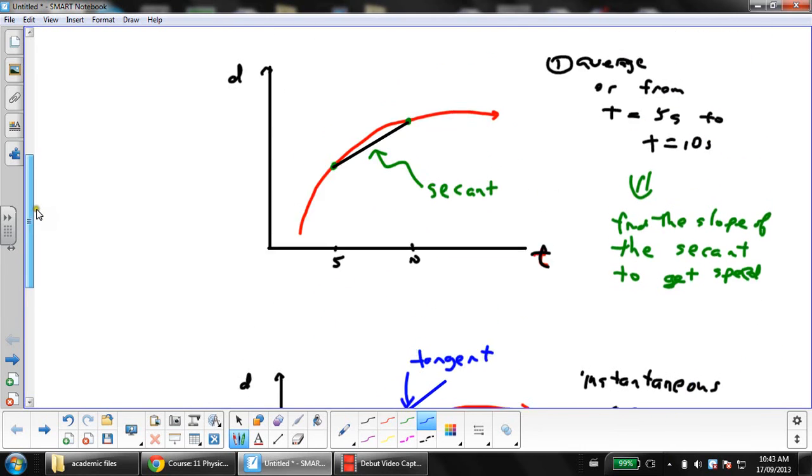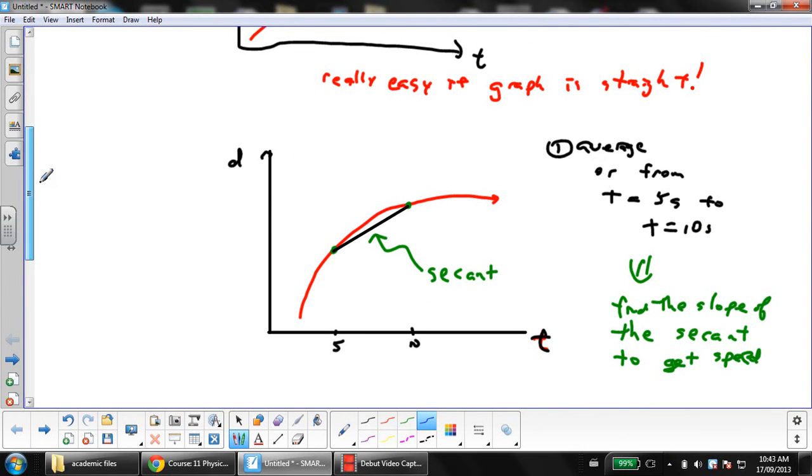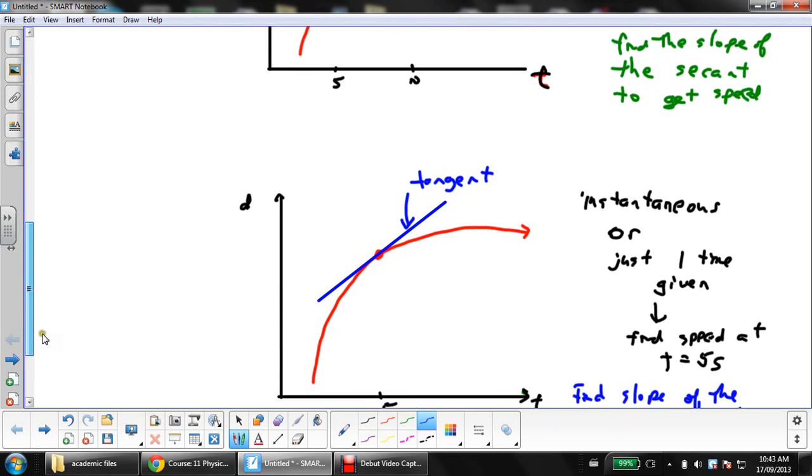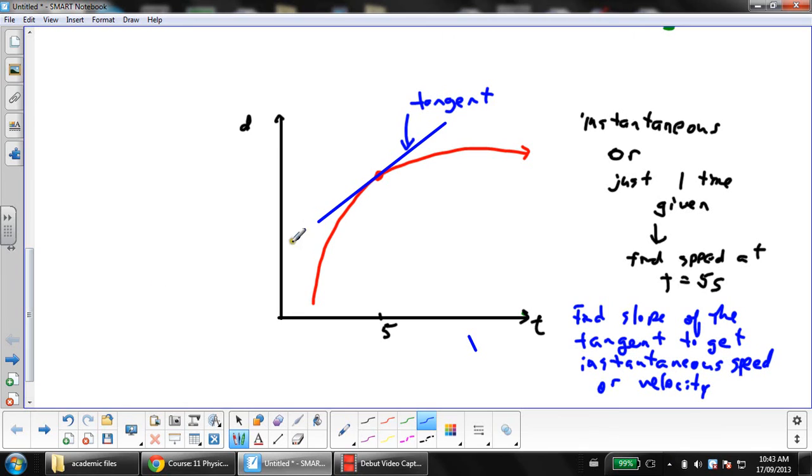So just recapping, if you're asked to find an average speed or velocity, you get your two times, put dots, draw a secant between them, find the slope of this line that you've just drawn. If you're asked to find an instantaneous speed or velocity at just one time, for example, where a question says find the speed at t equals 5 seconds, boom, go up from 5, dot, tangent line that only touches your red line once, slope of that line, and you're done.